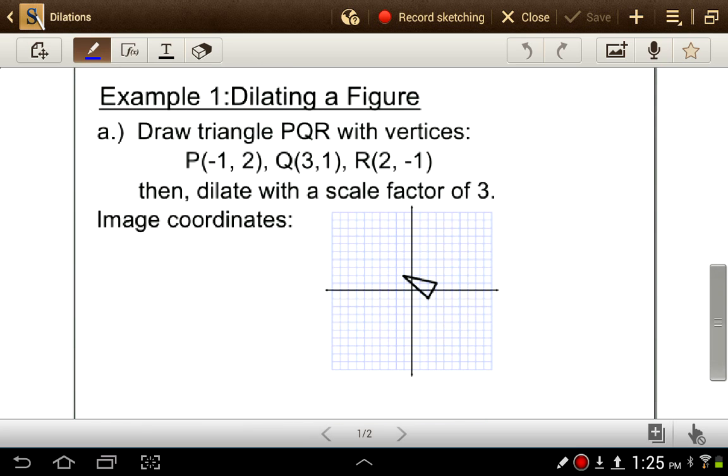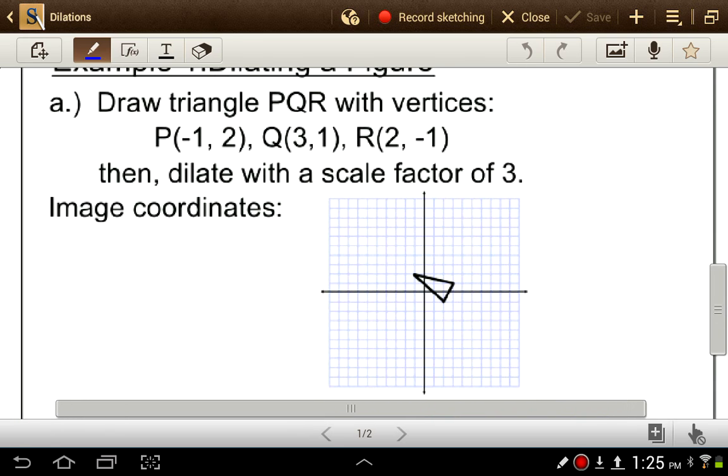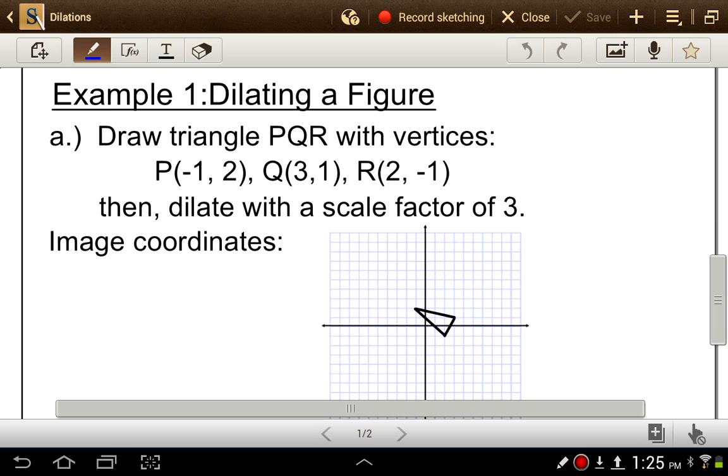Okay, in our slide here, we're going to be dilating a figure. So let's see if we can zoom in a little bit here. We're going to be dilating our figure here. Okay, I have the triangle, and I pre-drew it, so I'm just going to label it here because I don't have my labels on there. So P is negative 1, 2, Q is 3, 1, and R is 2, negative 1.